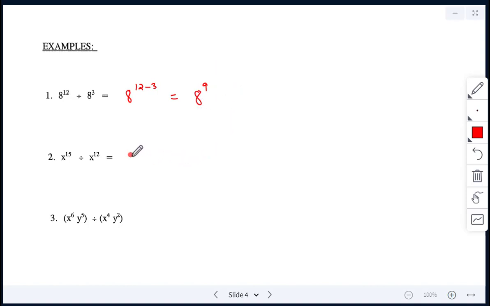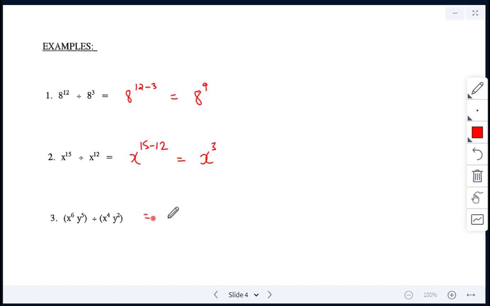Right, next example, we have x to the power of 15 divided by x to the power of 12. We keep our base as x, and we subtract 15 minus 12 for our exponent, and that becomes x to the power of 3.